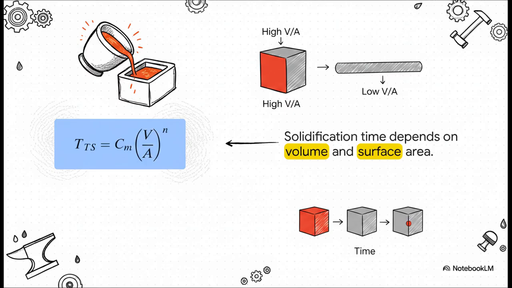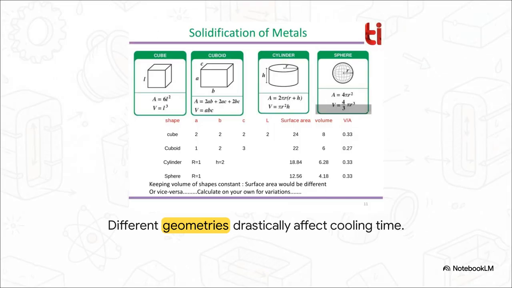This formula tells us that total solidification time depends entirely on the ratio of the casting's volume to its surface area. It's that simple. The larger the volume compared to the surface area, the longer it takes to cool. And this brilliantly illustrates exactly how different geometries drastically affect cooling time. Let's look at the math for common shapes.